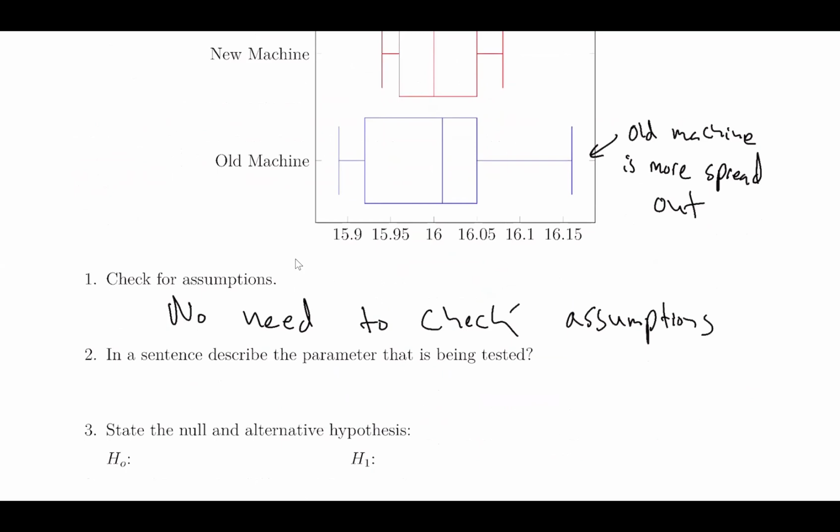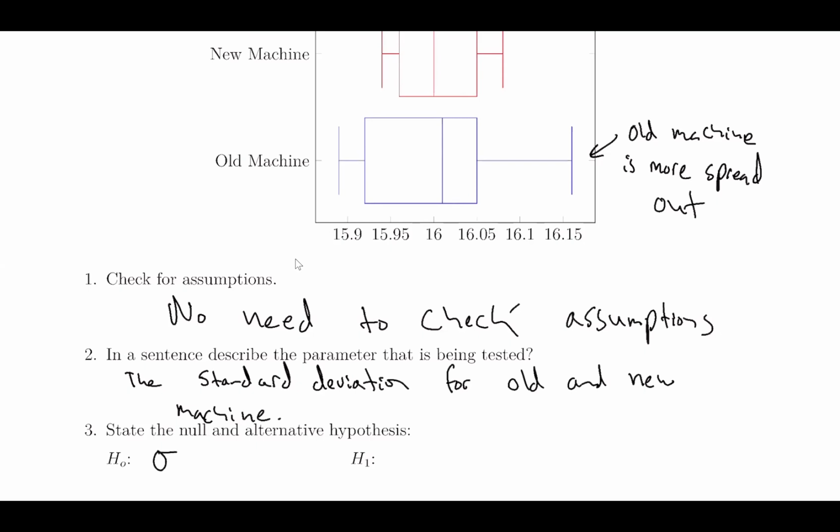So in a sentence, describe the parameter that's being tested. The standard deviation for the old and new machine. All right. So the null hypothesis should be very straightforward. Sigma 1 is equal to sigma 2.